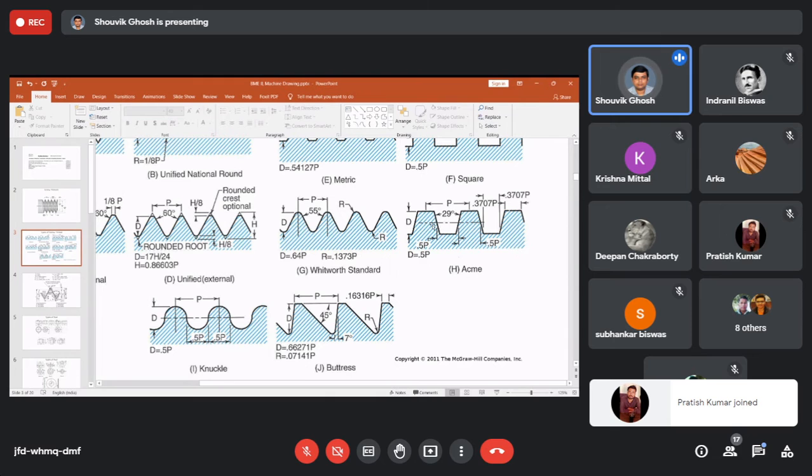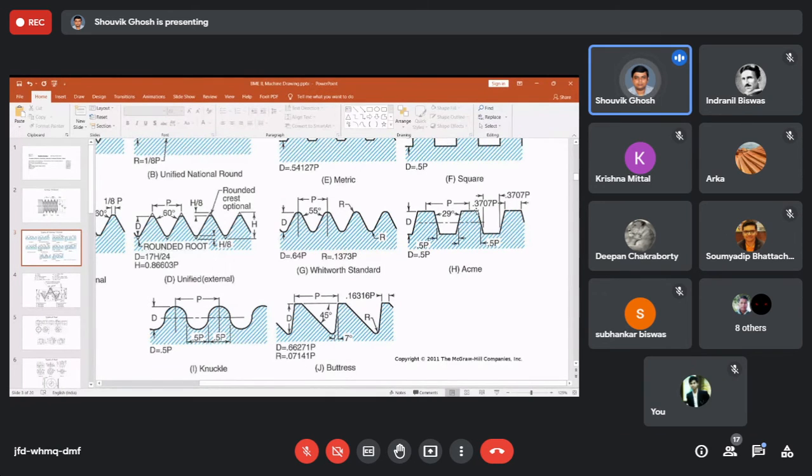Again if you come here, it decreases to 0.37, and you go up again, this value is increasing to 0.5.